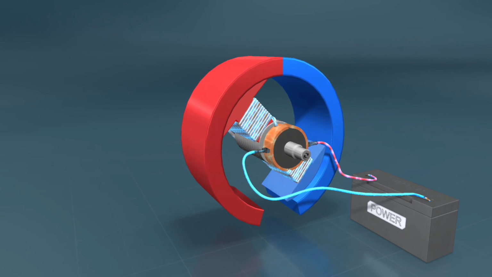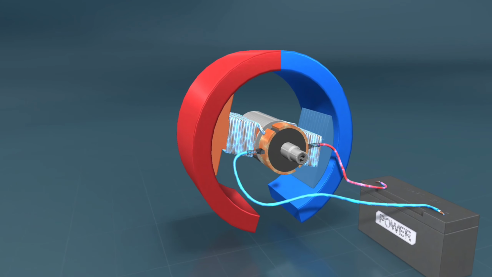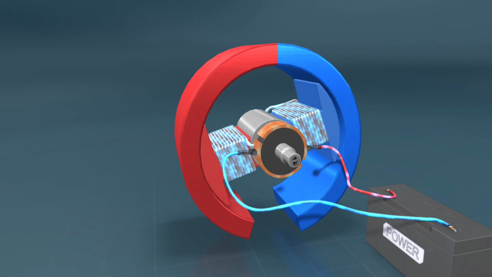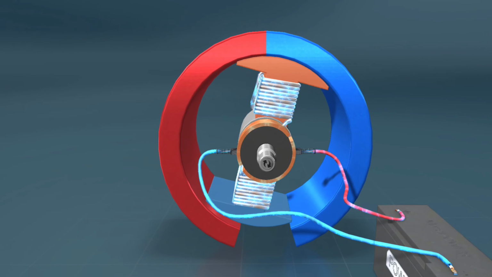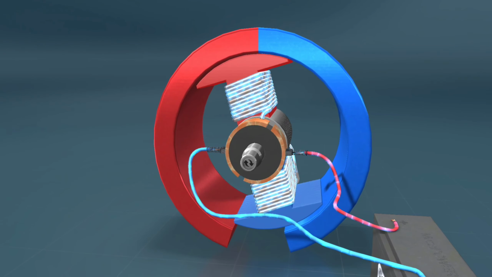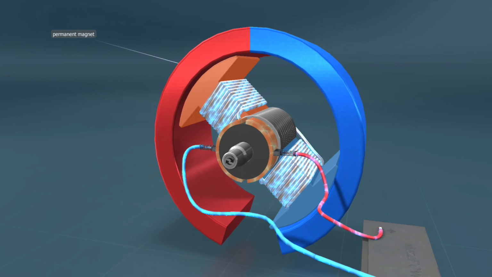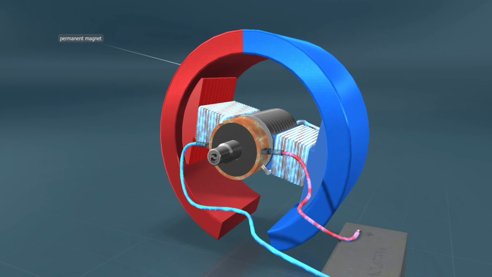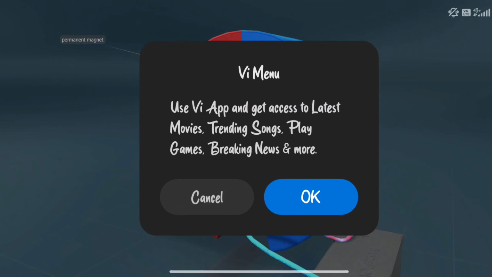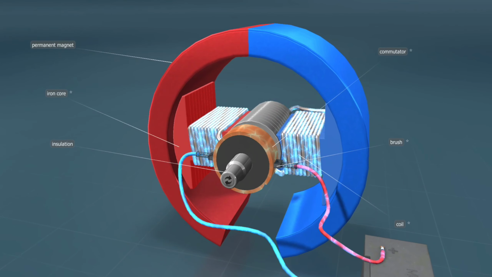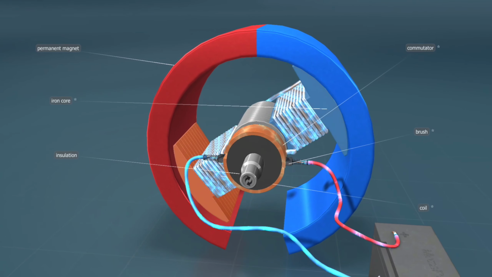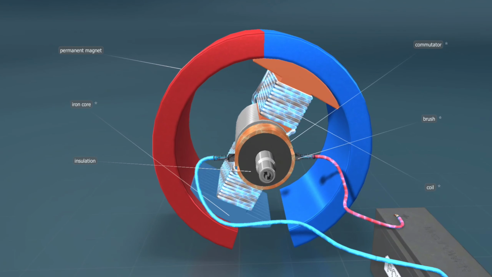There are two main types of electric motor: direct current, or DC, and alternating current, or AC. As their name suggests, DC motors are powered by direct current. Their stator is a permanent magnet, and their rotor is an electromagnet. The current is applied to the rotating coil through a sliding contact and carbon brushes.